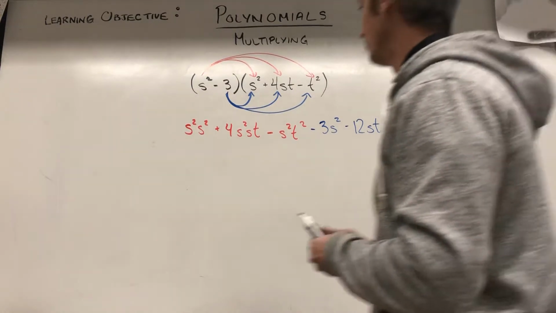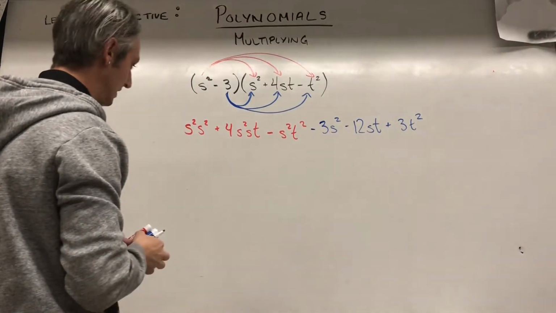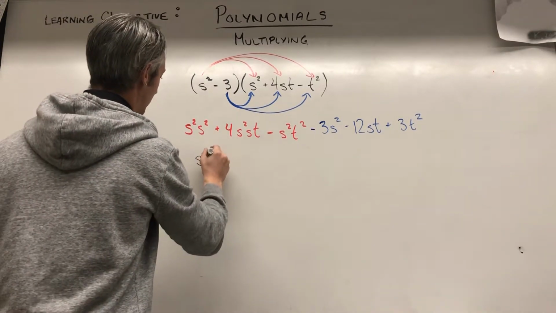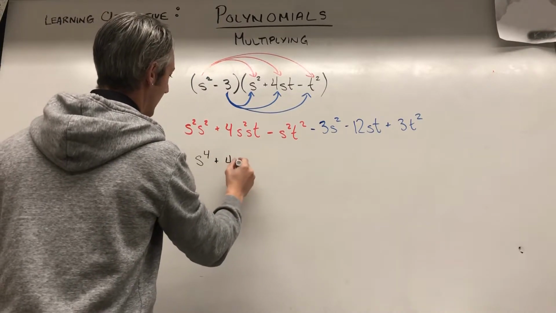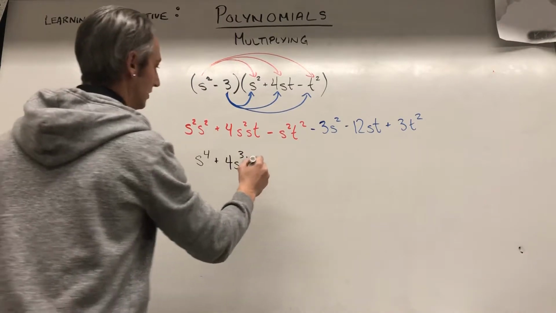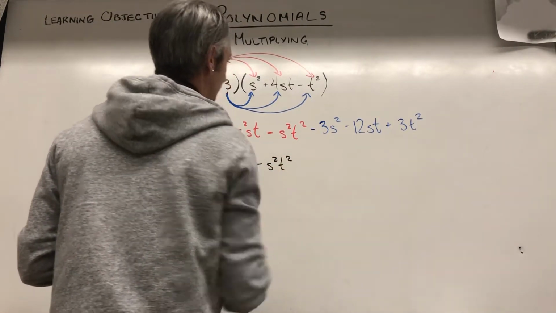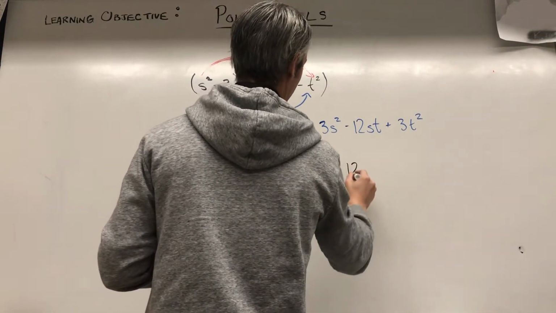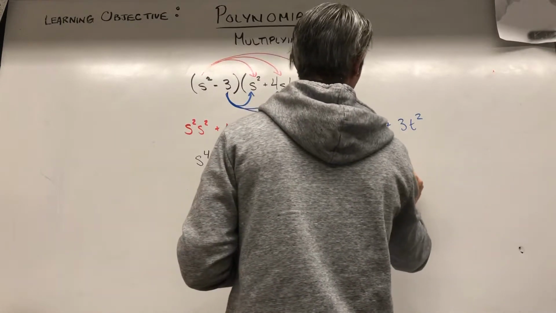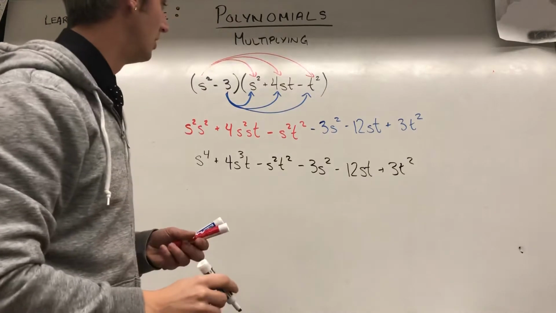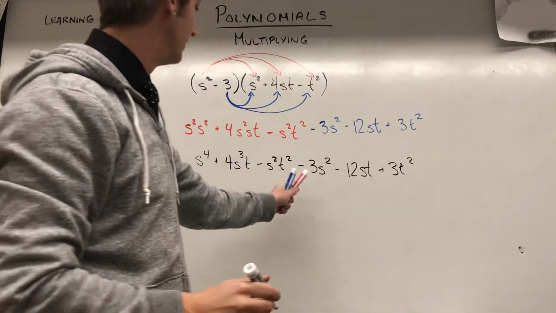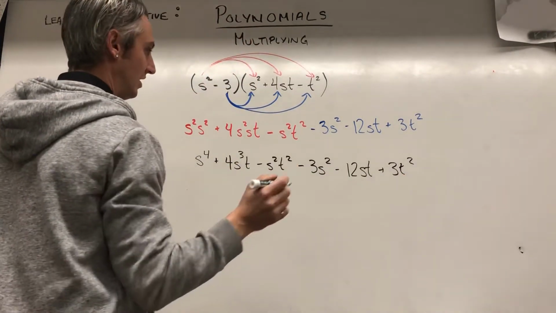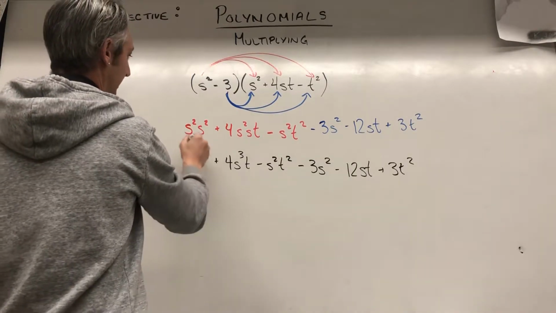Now I'm going to look for, well, first I'm going to add any exponents that have the same base here. So this becomes s to the 4, 2 plus 2, plus 4s cubed t, 2 plus 1, minus s squared t squared, minus 3s squared, minus 12st plus 3t squared. Holy, look at that answer, right? Super long. Do I have any identical variables or expressions here? No, they're all unique, so I can't do any combining. Okay, so this is my final answer here.